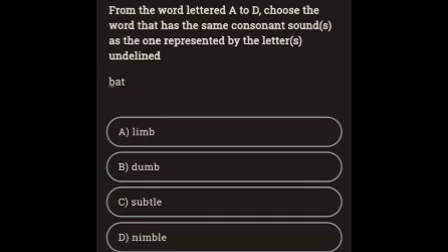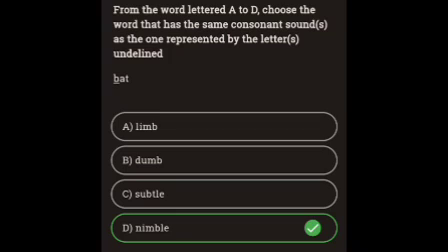In the word bat, consonant B has been underlined. So we have option A, limb. Option B, dam. C, subtle. And D, nimble. You have to pick the correct answer. The answer to that question is option D, and that is nimble.